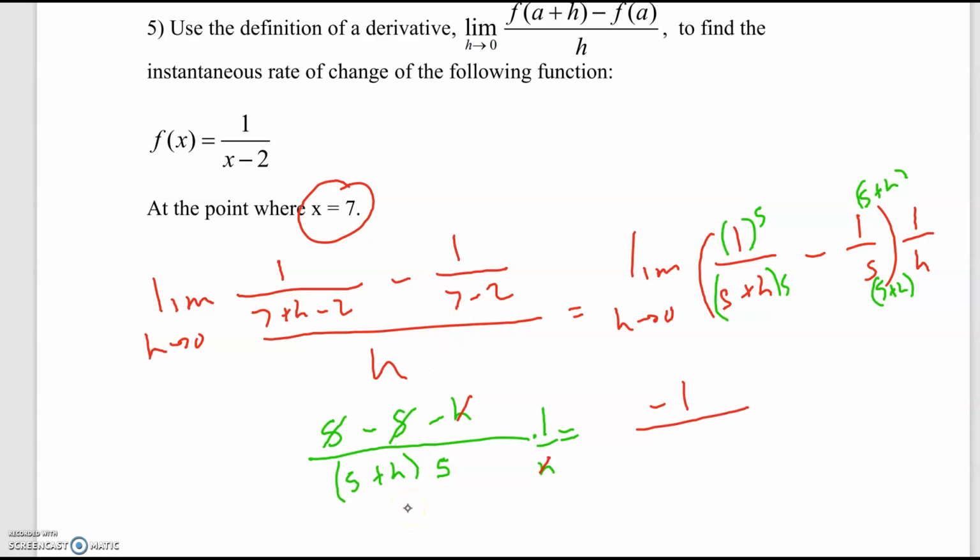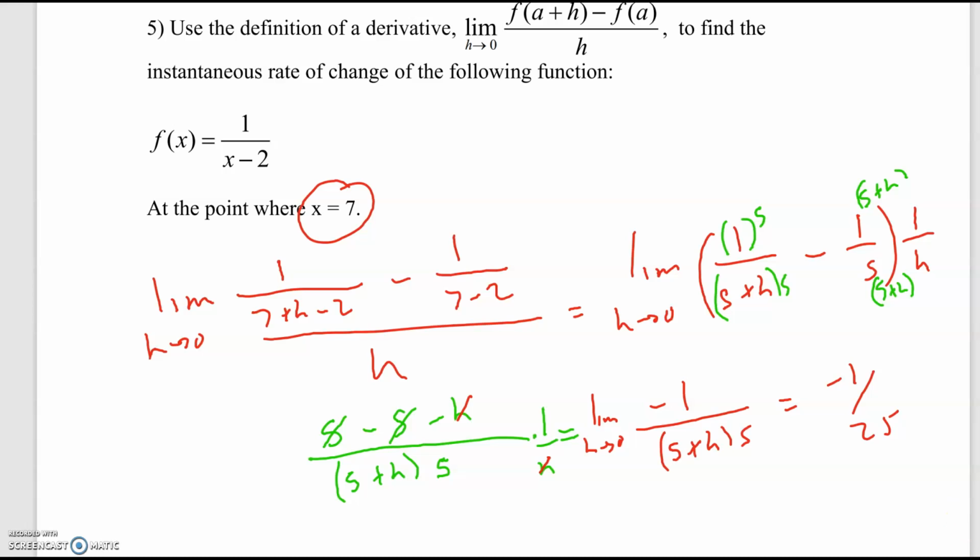this h cancels with that h. 5 plus h times 5. I forgot to write the limit, but all right, let's write the limit as h goes to 0. Okay, then I can do direct substitution. H goes to 0, so you have minus 1 over 5 times 5, which is minus 1/25.